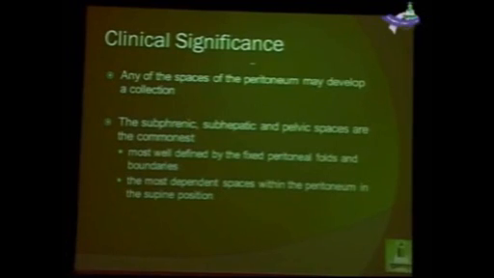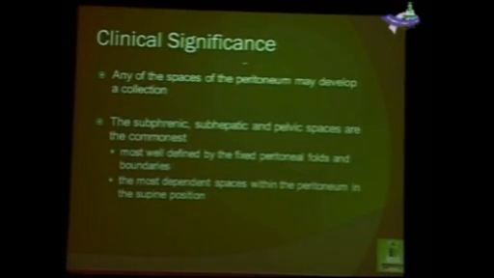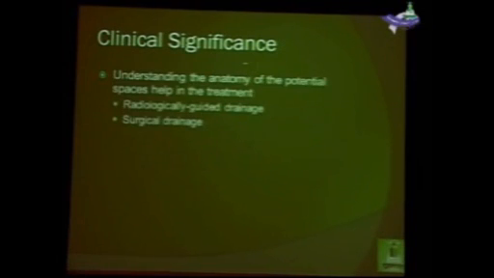The subphrenic, subhepatic, and pelvic spaces are the commonest to collect fluid because they're most well defined by fixed peritoneal folds and boundaries, and these are the most dependent spaces within the peritoneum in the supine position of the patient. And so understanding the anatomy of the potential spaces will help in the treatment, and the treatment is usually either radiologically guided drainage of these collections or surgical drainage if we decide to treat these fluids.